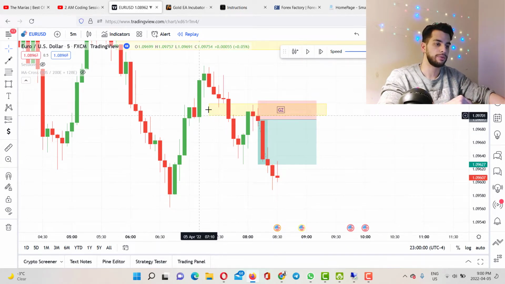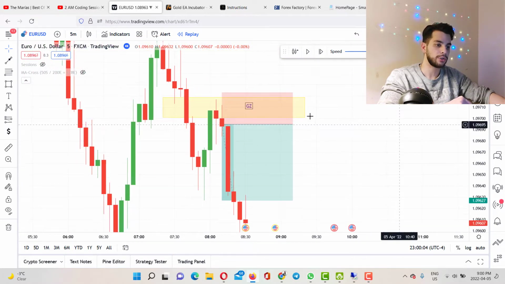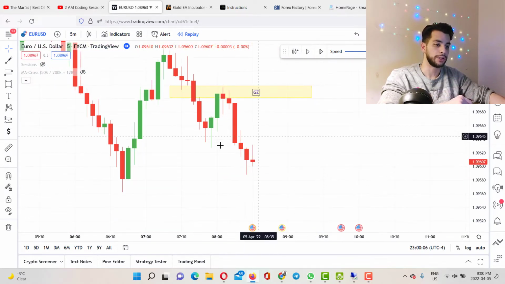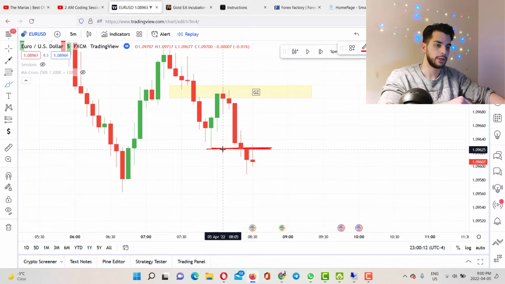So I'm going to remove this. This is our Fibonacci level. This is still a high probability supply zone, and then it could be a beautiful trade. So another break of a structure right here. See, this break of a structure here. This is the second break of a structure that happened.